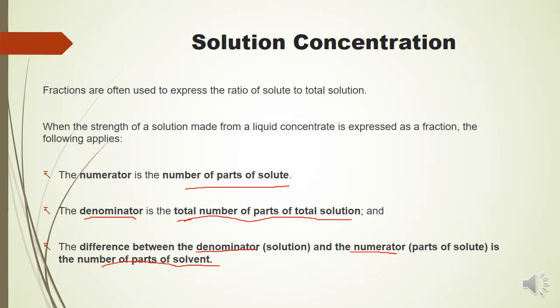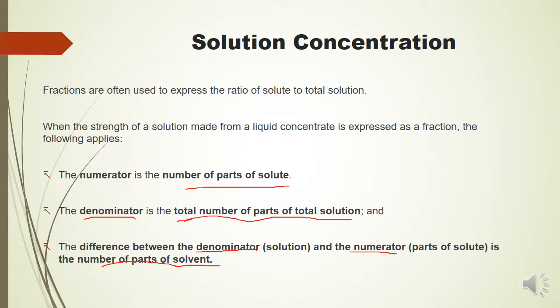When the strength of a solution made from a liquid concentrate is expressed as a fraction, the following will apply. The numerator represents the solute. That solute is our preordained, never-changing amount of concentrated powder, or if we're doing our orange juice example, our little frozen concentrate tube. Our denominator is going to be the total parts of total solution.